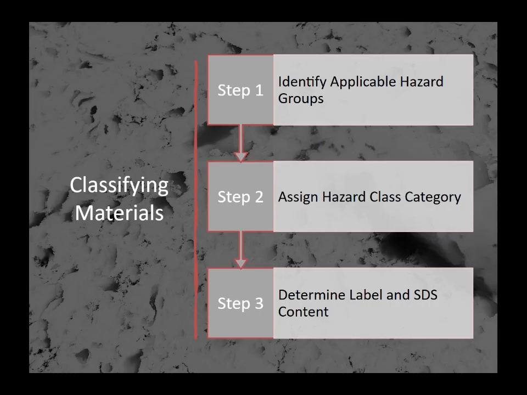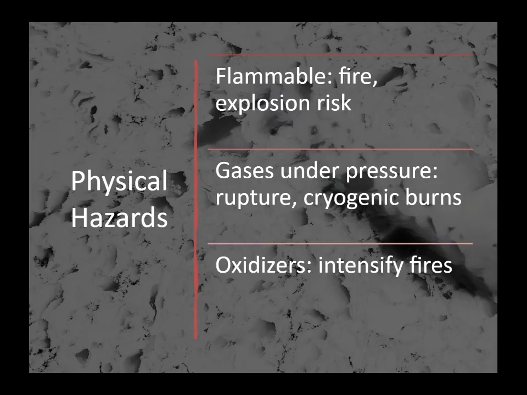Physical hazard classes. The main concern with physical hazards is their potential to cause immediate harm through the release of energy or violent reaction. Flammable materials pose a significant risk of fire and explosion. Gases under pressure can explode if heated or damaged and may cause cryogenic burns or frostbite. Oxidizers may not burn themselves, but can intensely fuel a fire by providing oxygen.